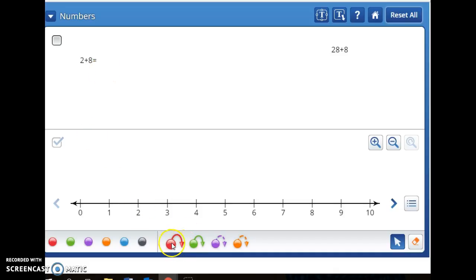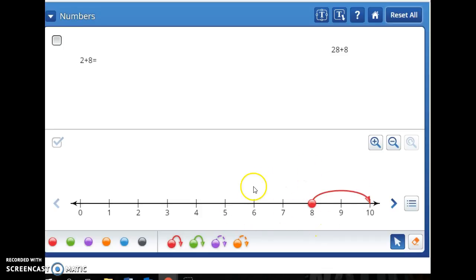So all the student would do would be to start on the big number and then do 2 hops forward. So starting on 8 and do 1 hop, 2 hops, and that lands them on 10 if it's working correctly, and they would know what the answer is. 8 plus 2 equals 10.